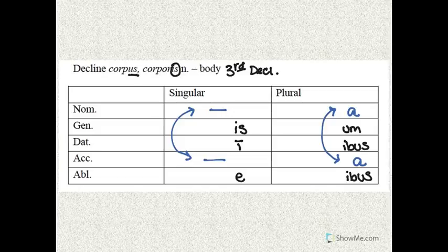Now I want you to decline corpus, corporis in the singular and plural. Keep in mind that this noun, like many third declension nouns, has a stem change, and you use the stem corpor- for all of the forms aside from the nominative and the accusative singular. So for example, for the genitive, you would write corporis. Go ahead and give it a shot. In just a few seconds, I'll put up the answers.